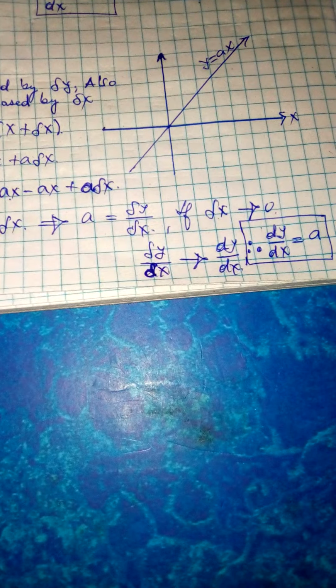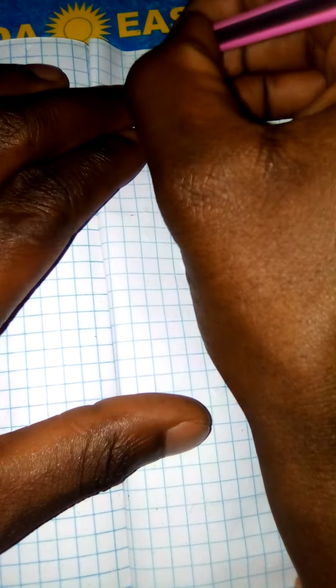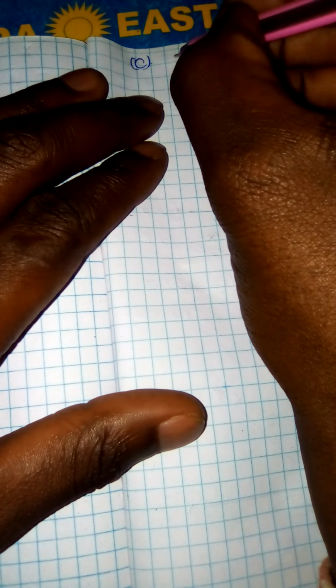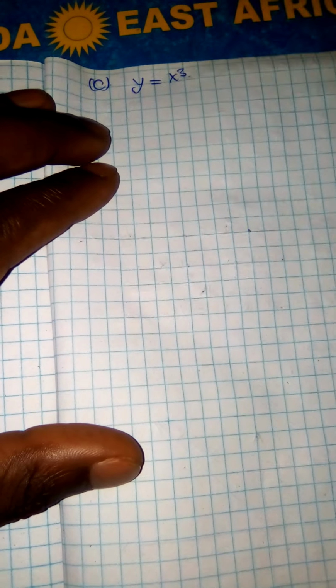Okay, that is what it means. So let's see another example, number C, where y is equal to x power 3, right?